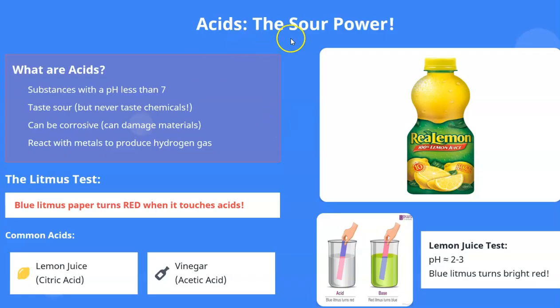So acids, the sour power. So what are acids? These are substances with a pH less than 7. They taste sour, but never taste chemicals because they might be poisonous. They can be corrosive. They can damage materials. They react with metals to produce hydrogen gas.